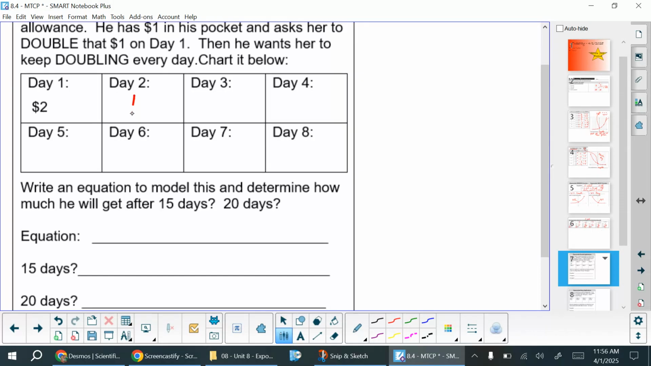So 2 times 2 is 4. 4 times 2 is 8. 8 times 2 is 16. 16 times 2 is 32. 64. 128. And 256. If you've played, what's it called, 2048, you probably recognize those numbers.